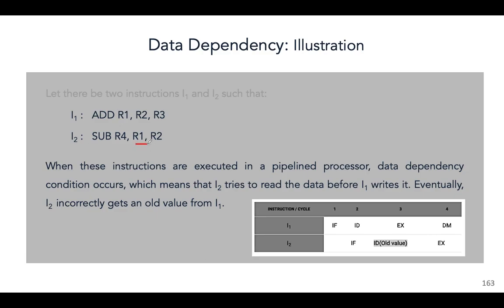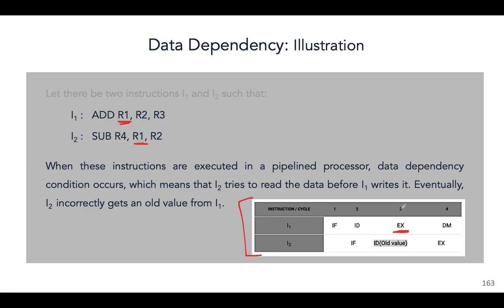I2 needs one of the operands, R1. This operand is actually created when the add instruction is executed. So say this is the pipeline. Instruction 1 is fetched, then it is decoded. While instruction 1 is being decoded, instruction 2 is fetched. Then the third clock pulse occurs and instruction 1 is executed. Instruction 1 is the add instruction, so this is where it is executed. R2 and R3 are being added, but they haven't been written into R1 yet. That means R1 is not available.